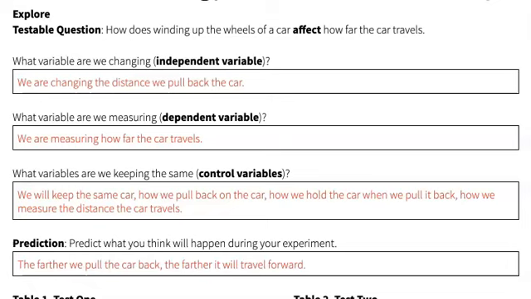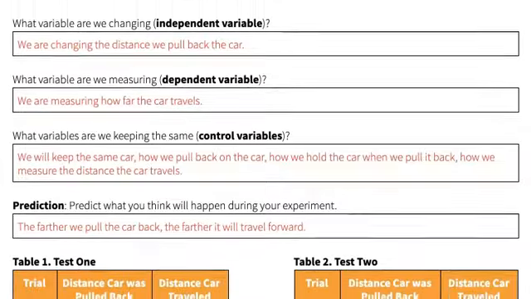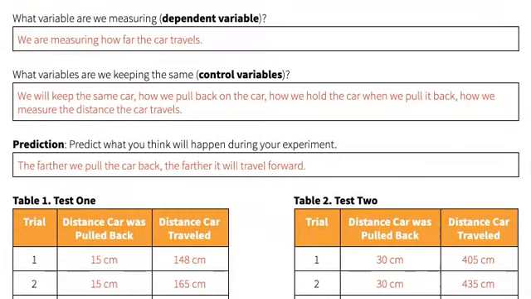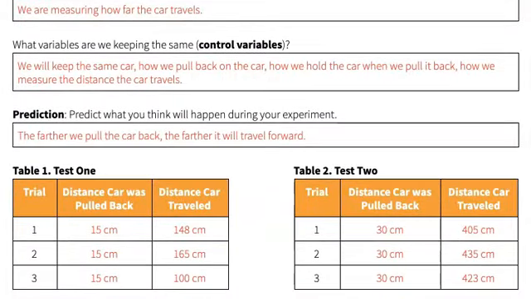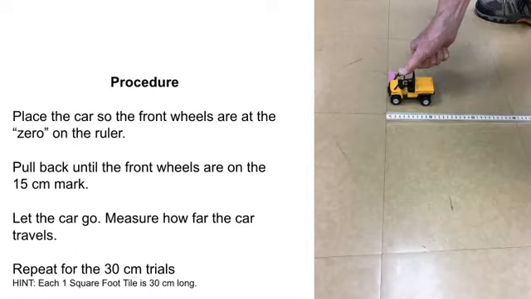The variable they are changing is the distance they pull back the car. The variable that they are measuring is the distance the car travels. The variables that they are keeping the same are the type of car, how they wind up the wheels of the car, how they hold the car while winding up the wheels, how they measure the distance, etc. Reference the Unit 20 Lesson 2 Explore tutorial from our website for more information.